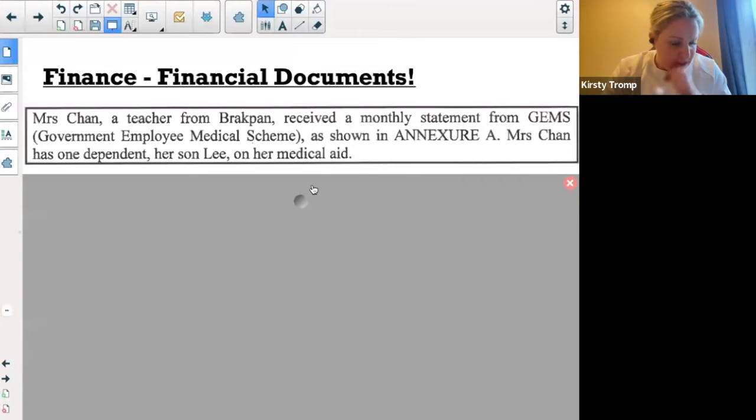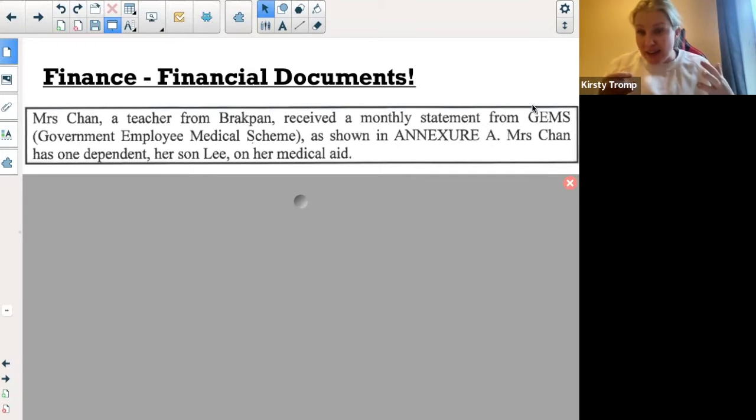So in this question, Mrs. Chan, a teacher from Brakpan, received a monthly statement from GEMS. GEMS is the Government Employee Medical Scheme. It's like a medical aid, kind of like Discovery. Discovery is the only one that's coming to my brain at the moment, sorry guys. But yes, all different medical schemes. As shown in Annexure A.